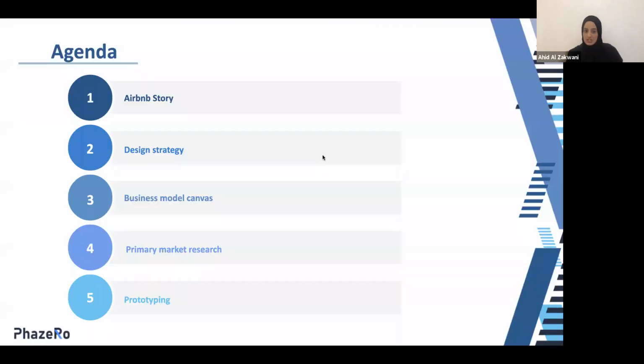Let's have a look at the agenda. We will start with a story, the Airbnb story, and then we will know together what is design thinking, what is business strategy, and what is design strategy. Then we will go through the business model canvas, and we will have an example about this, and we will know how to implement it. After that, we will know what is primary market research, and how to conduct one effectively. Then at the end, we will know together what is prototyping and the meaning of prototyping and how to test your prototypes.